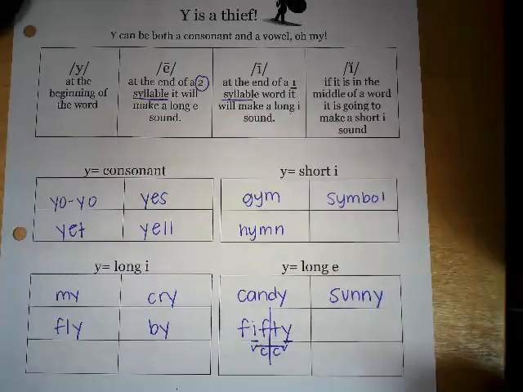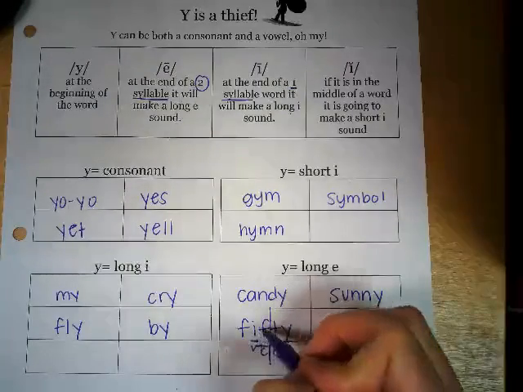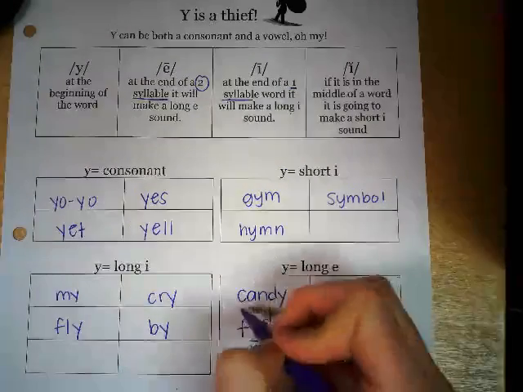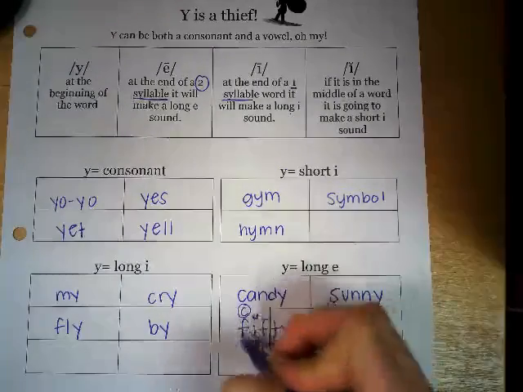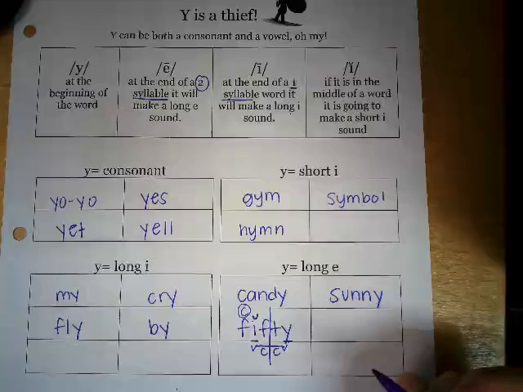Now I'm going to look at my vowels. There's an F behind it, so it's closed in. So that I says i. So this syllable is going to say fif.